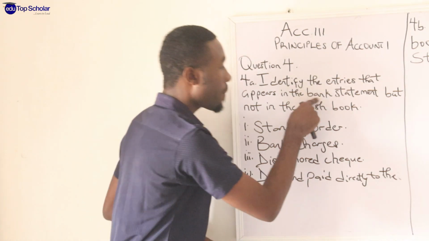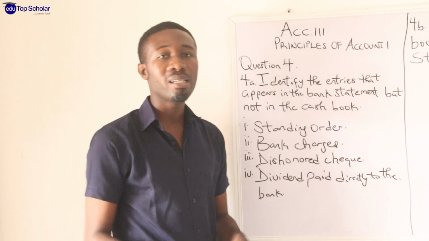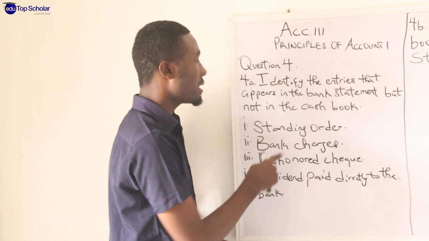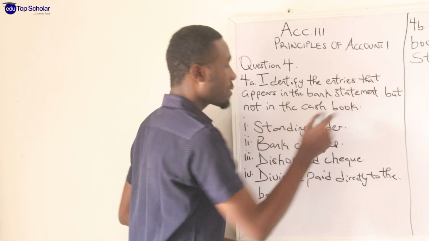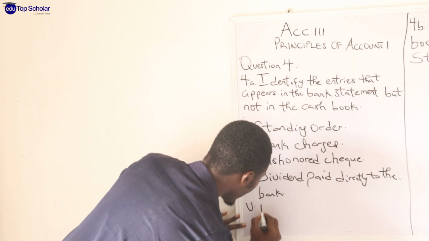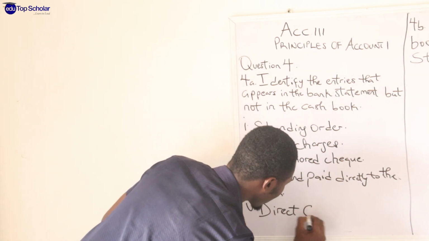Maybe it is only when you get your bank statement that you would see that a dividend was paid directly into your bank. So this can also be an entry that would appear in the bank statement without your knowledge, so you will not record it in your cash book. And for exam's sake, you can also write direct debit, direct credit.